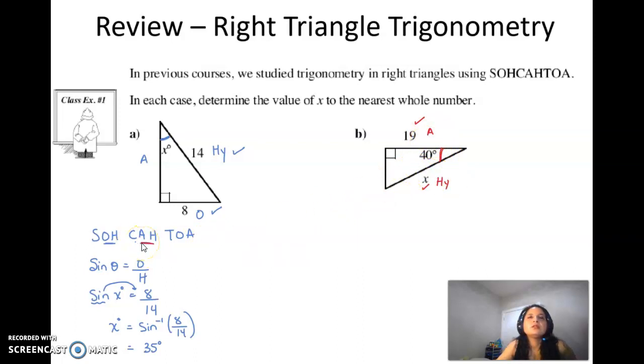This time we're going to be using the cos. So the cos of an angle is adjacent over hypotenuse. And this time the angle is given to us. Adjacent is given to us, and we're looking for hypotenuse. So if you want to get rid of this, you have to take it to the other side, because you can't solve for an unknown in the denominator. So we take it to the other side.